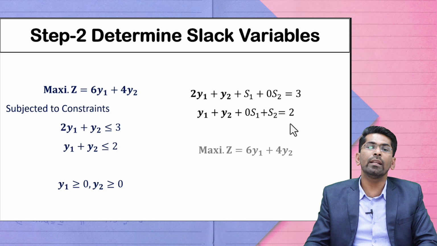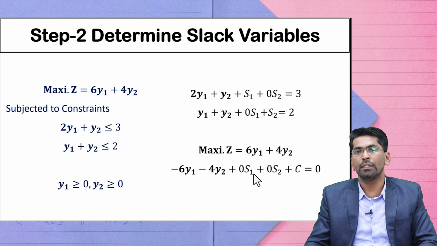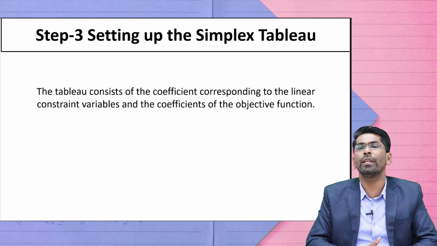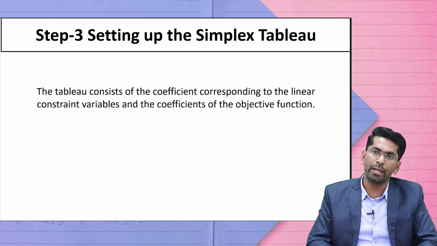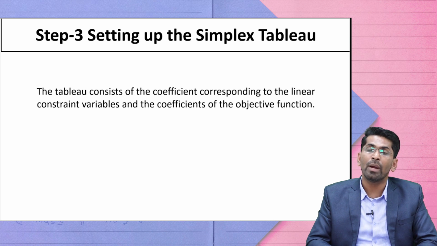Now after that we consider the maximization objective, that is z equals 6y1 plus 4y2. Again we convert this objective function by adding the slack variables and taking 6y1 plus 4y2 to the left side, so it becomes minus 6y1 minus 4y2 plus 0s1 plus 0s2 plus z equals 0. After introducing the slack variables to convert the inequality constraints into equality constraints, we are going to set up a simplex tableau, which represents the linear programming problem and is used for checking the optimal solution.